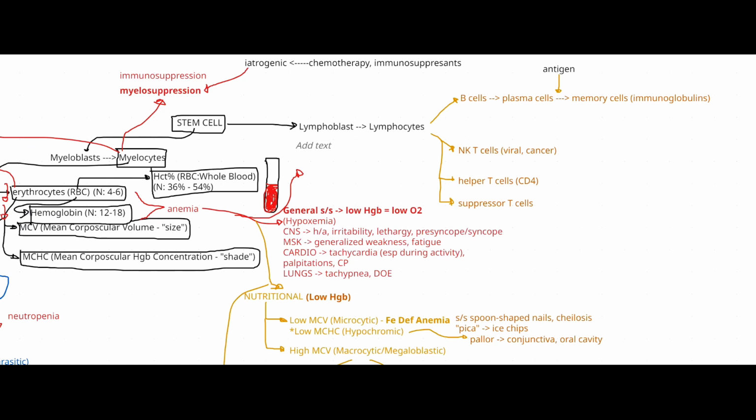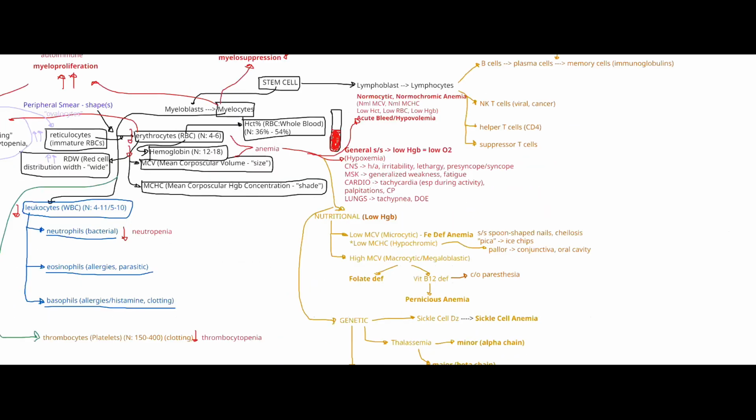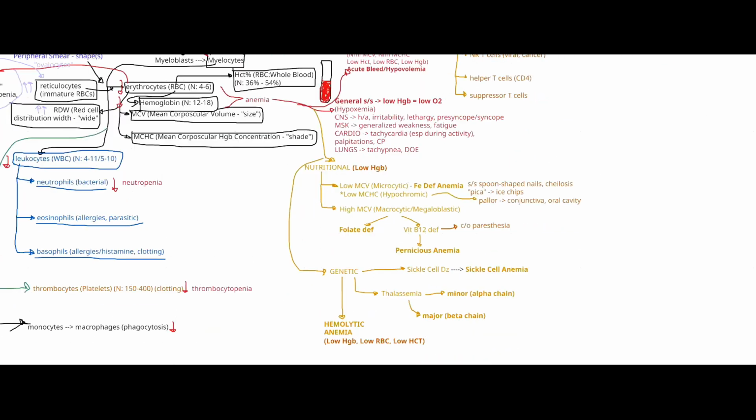So then what we're saying is there was nothing wrong with the way that the RBC was manufactured. You're just losing a lot of them. Okay. So another name for that is your normocytic normochromic anemia. Okay, as opposed to these ones here, there's something wrong from the get-go, from the time that they're being created. Here, they're just losing a lot.